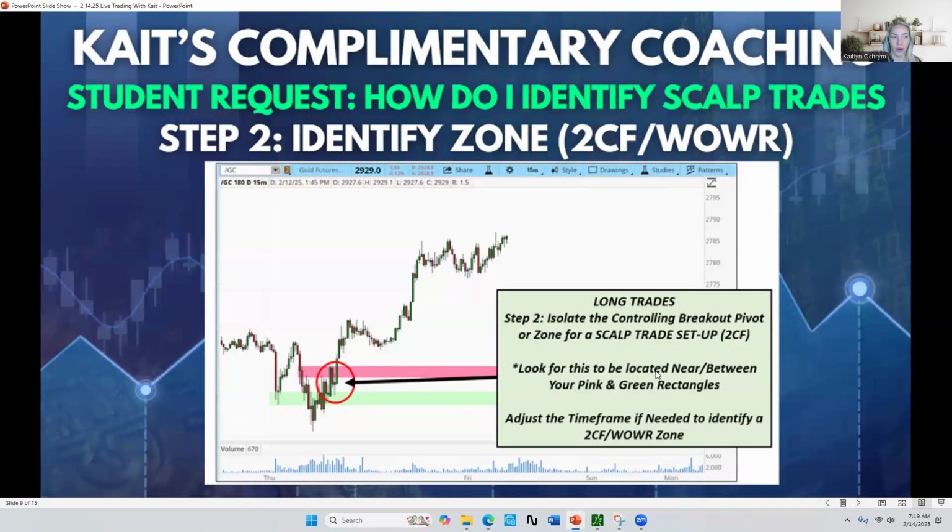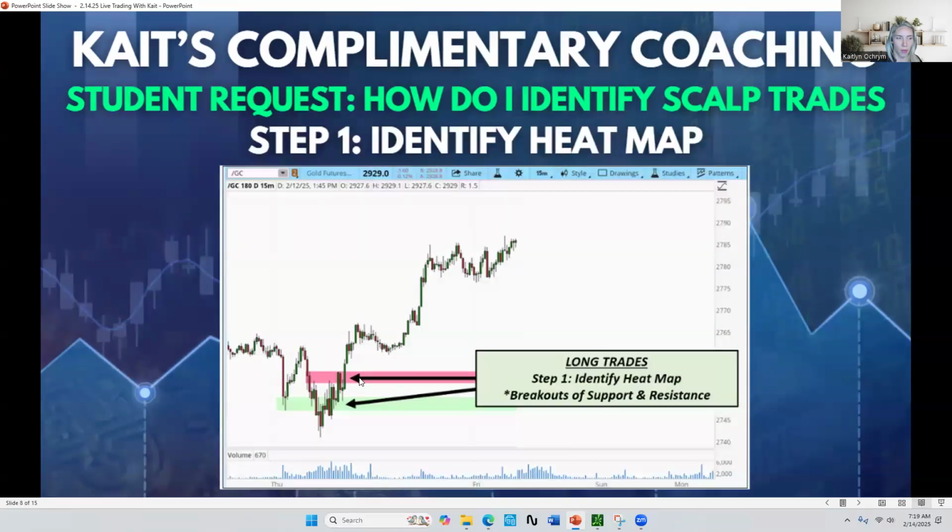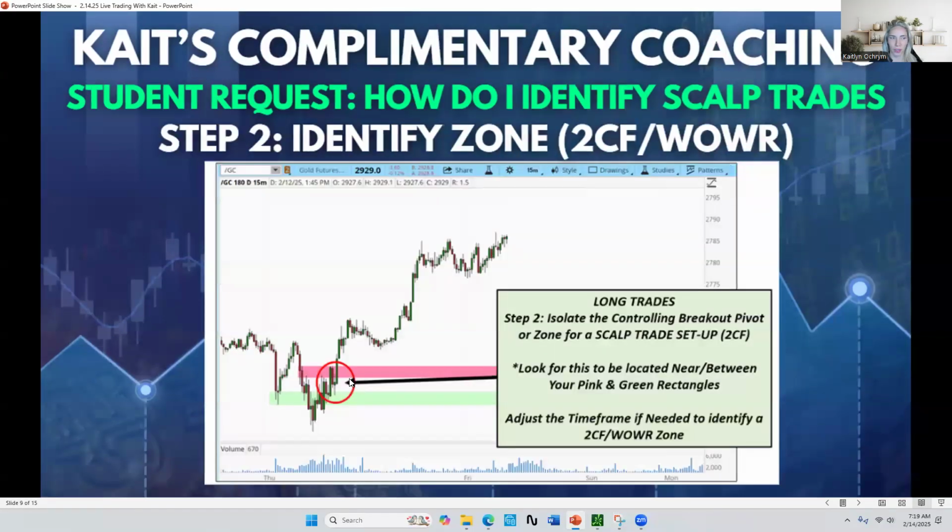We want to look for our zone to be located near or between the pink and green rectangles, and then adjust the time frame if needed to identify your zone. So the heat map, when we mark the breakouts of support and resistance, gives us a very specific location of where to look for a zone.